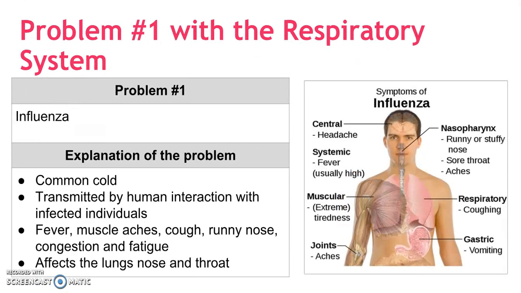Problem number 1 with the respiratory system is influenza, also known as the common cold. This can give you lots of pain and lots of phlegm and coughing, and basically your lungs are having trouble, and so they need to exhale. They need to get rid of a lot of that phlegm. They need to get rid of whatever's in there. So you can get a fever sometimes, muscle ache. You can get cough, runny nose, congestion, fatigue. You've all had a sore throat. You've all had that time when you're coughing up all that gunk.